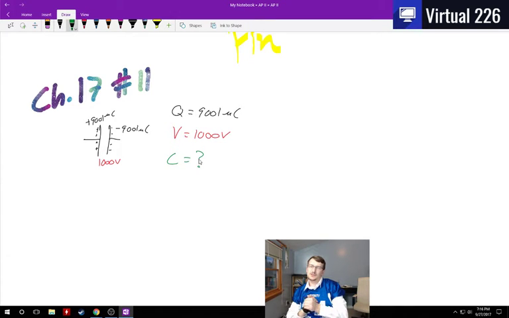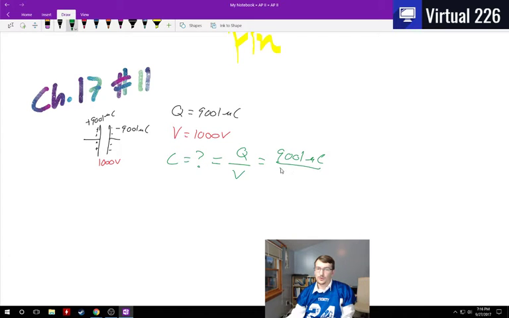Well, I believe today in class we looked at this right here. And today in class we said that the capacitance is just equal to Q over V, which means that this problem is just 9001 microcoulombs over 1000 volts. Thing with the microcoulombs, we got to remember that is 9001 times 10 to the minus 6th over 1000.